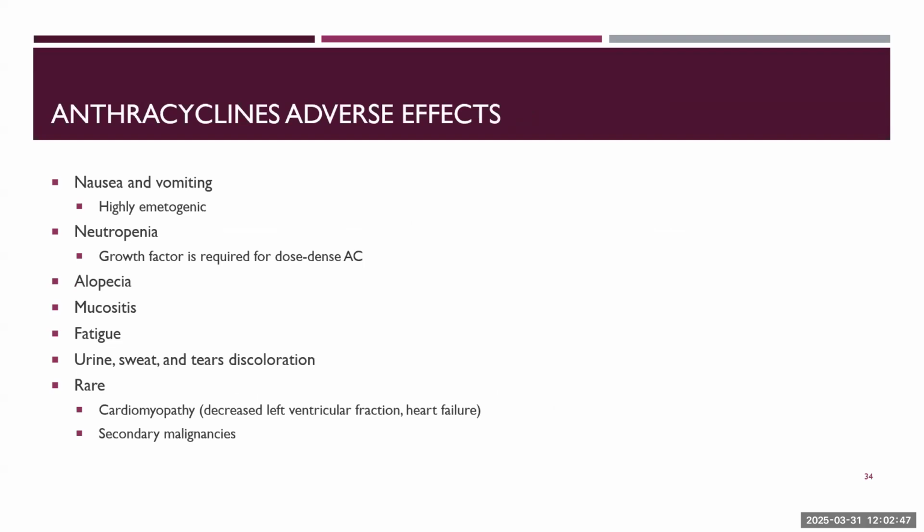So for anthracycline adverse effects, we have nausea and vomiting. That's a really big one. They're considered highly emetogenic. Neutropenia is also really common, so if a patient is getting dose dense AC, then they should get growth factor. Alopecia, or losing their hair, is really common with anthracyclines, as well as mucositis or mouth sores, fatigue, and urine, sweat, and tears discoloration, and they may be pink or red.